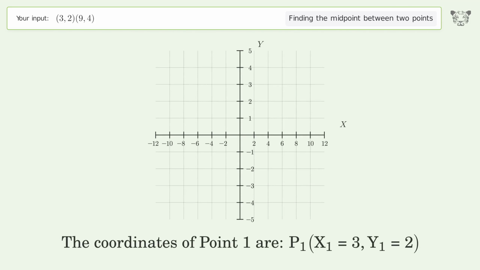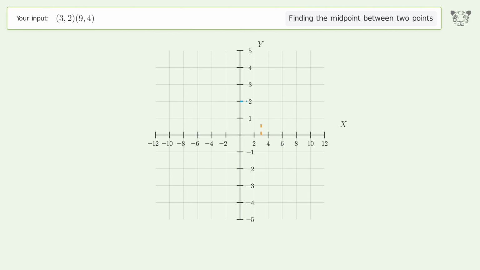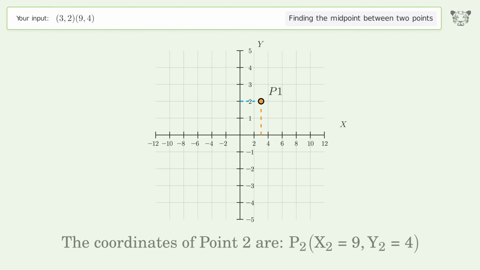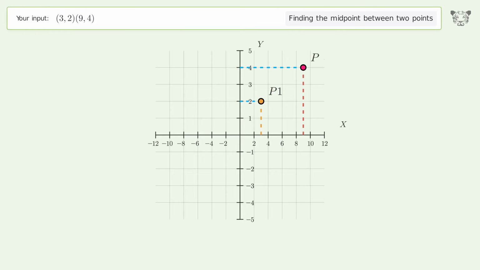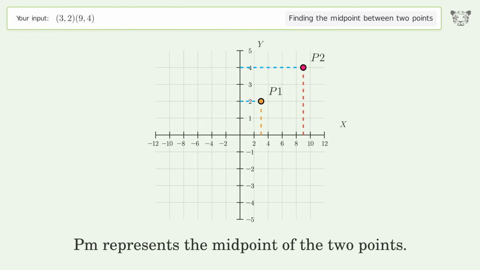The coordinates of point 1 are x1 equals 3, y1 equals 2. The coordinates of point 2 are x2 equals 9, y2 equals 4. PM represents the midpoint of the 2 points.